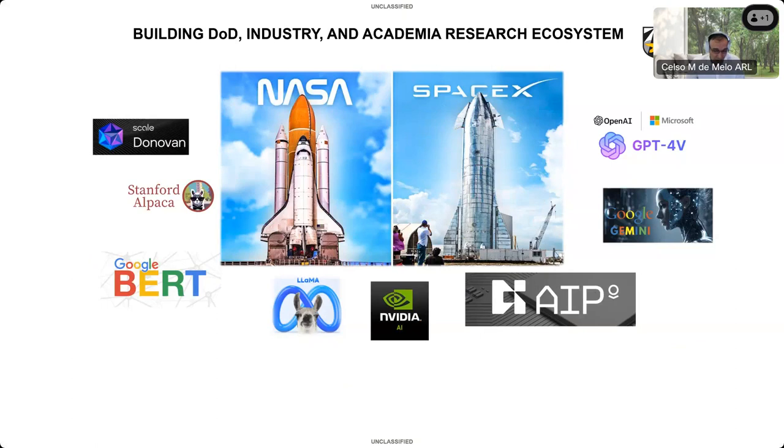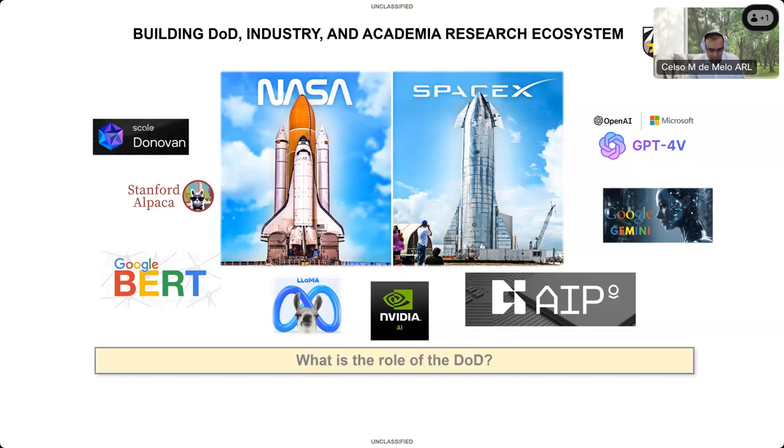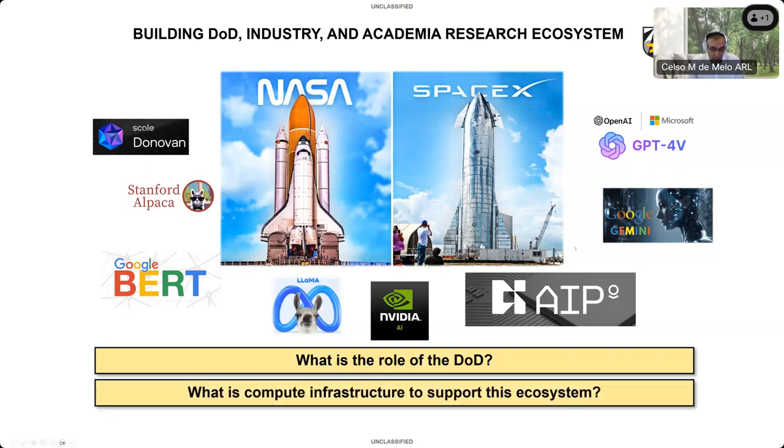In fact, I would argue it's critical to start thinking in those terms, given the challenge that it is to train these big models. It requires a lot of compute, it's expensive and so forth. So really what we should be doing is understanding clearly what is our role, the DoD role in this space, optimize for that, and work with our partners to build this ecosystem. An underlying discussion, and I'll touch on this later, is what is the compute infrastructure we at the DoD need to support this ecosystem.